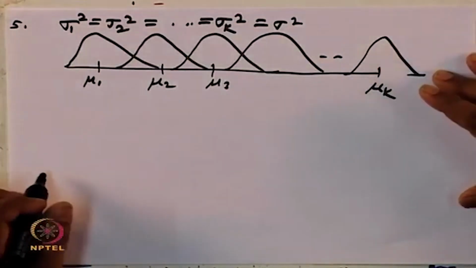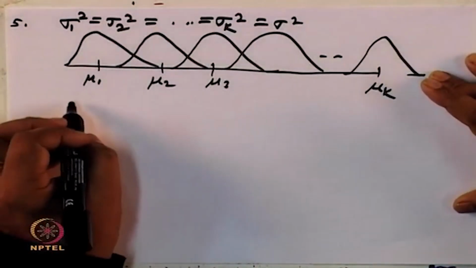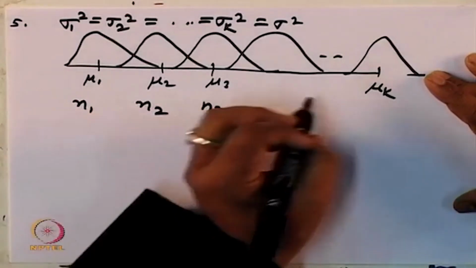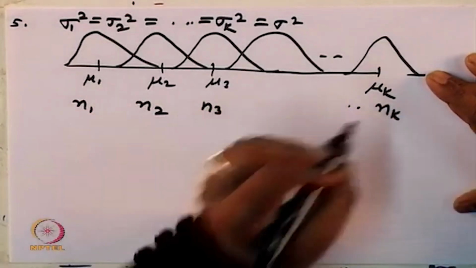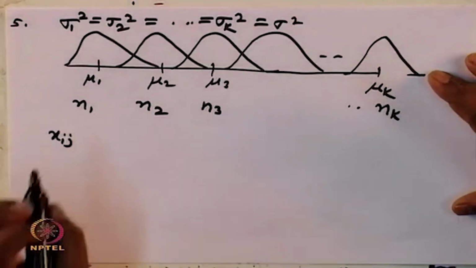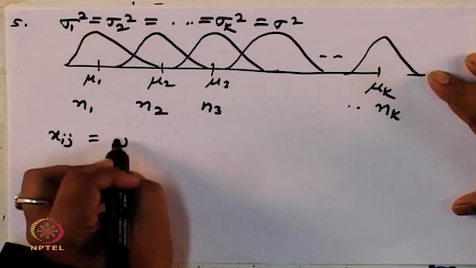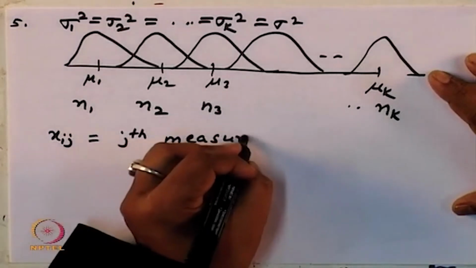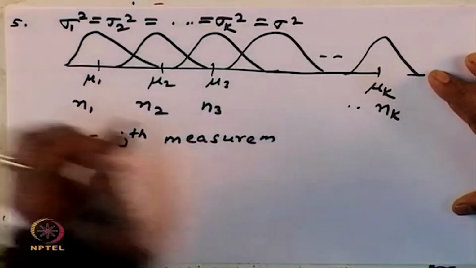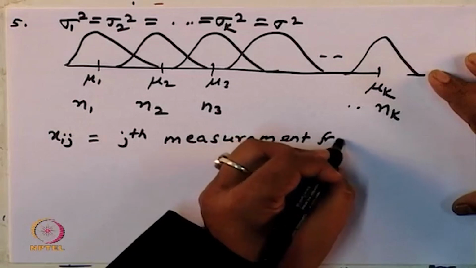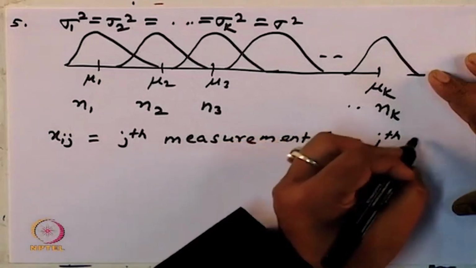Okay. So, you want to test the equality of means. Let us say your sample sizes are n1, n2, n3, ..., nk, and x_ij is the jth measurement from the ith sample.